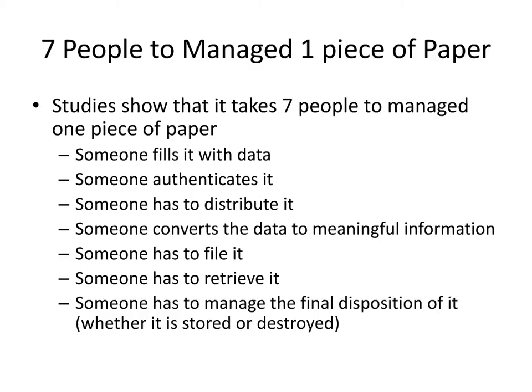So imagine working in an office and how medical information is passed from person to person in an office. Studies show that it takes 7 people to manage one piece of paper, for example. First, someone needs to file it or fill it with data. Someone needs to authenticate it, and what authenticate means is either they need to sign off on it or to verify it. Someone needs to distribute it. Someone then converts the data to meaningful information. In other words, they're doing some data entry, putting it into the information systems. Someone then has to file it. Someone then has to retrieve it. And then someone has to manage the final disposition of it. In other words, whether it's stored or whether it's going to be kept or archived.